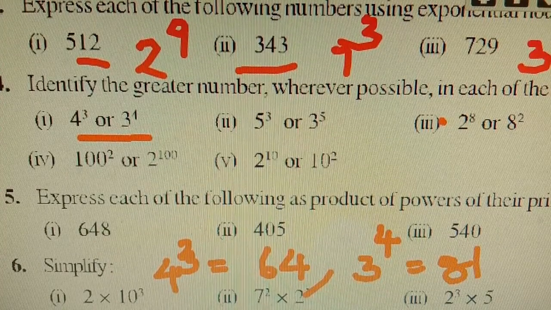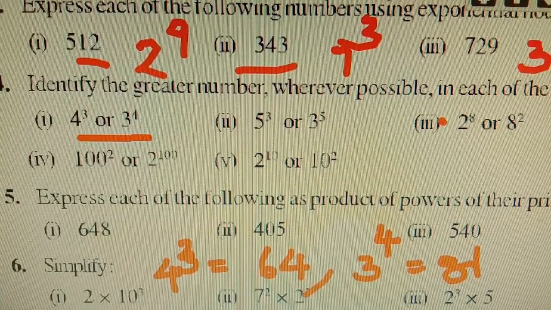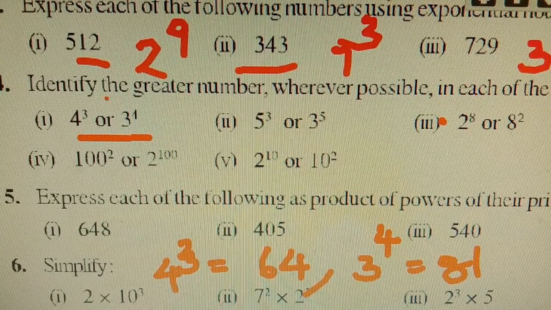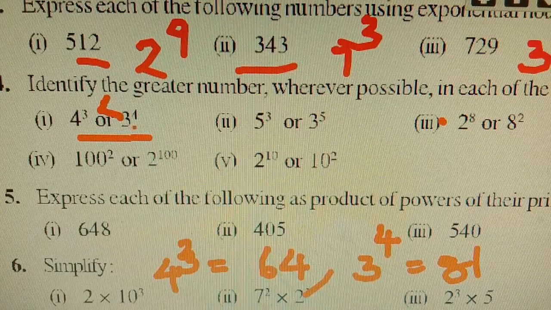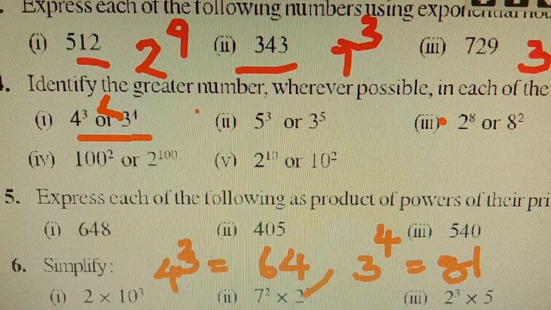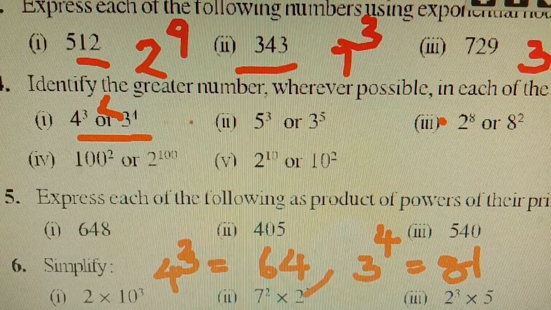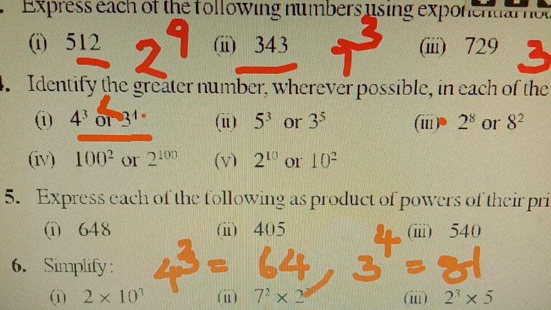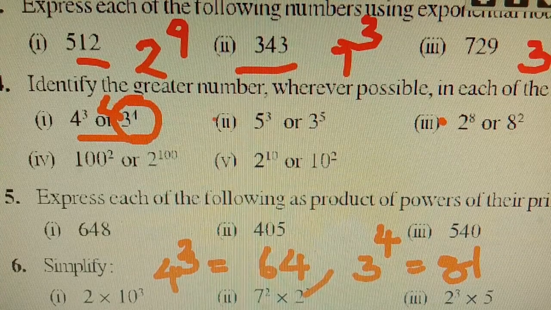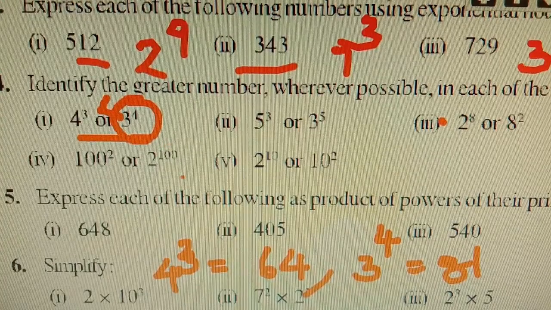So here 64 or 81, which is greater? 81 is greater. So 3 to the power 4 is greater. So we can write 4 to the power 3 is less than 3 to the power 4. Or otherwise 3 to the power 4 is greater than 4 to the power 3. Anyway, the second one, that is 3 to the power 4, is greater. Now we circle the greater number, that is 3 to the power 4.